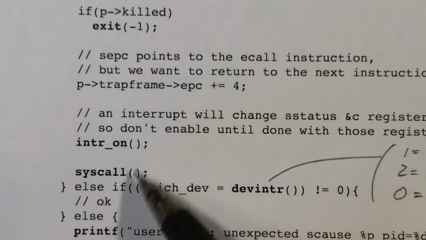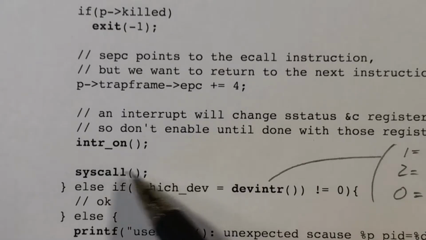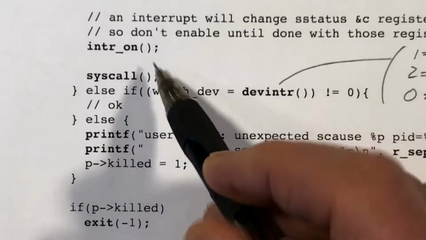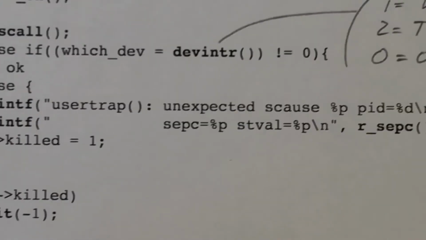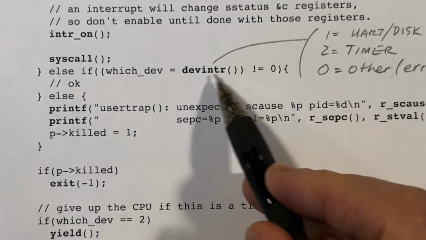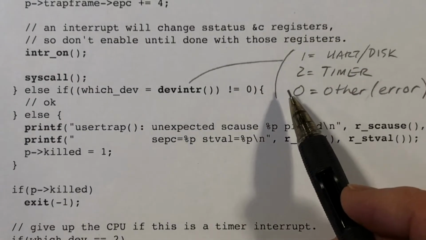So we call this function, and depending on what kind of system call it is, we deal with it. And if it's the exit system call, we may not return. In any case, we return here and keep going. Then, if it's not a system call, we call this function, device interrupt. That looks at the cause register to determine which device requires handling, and it returns a code.